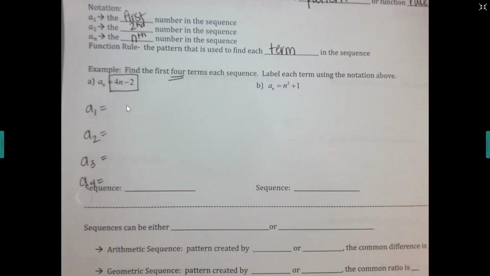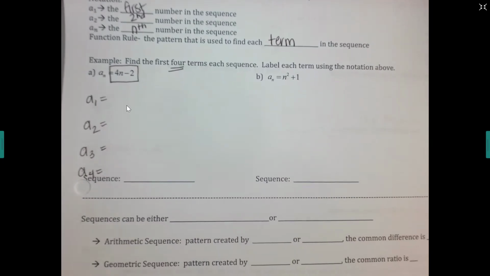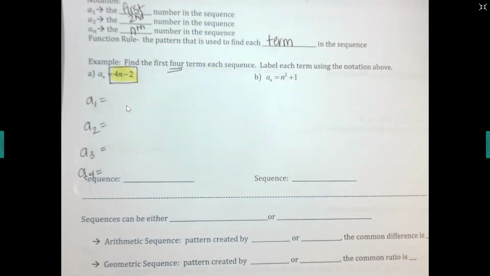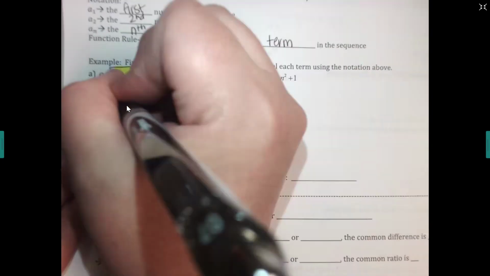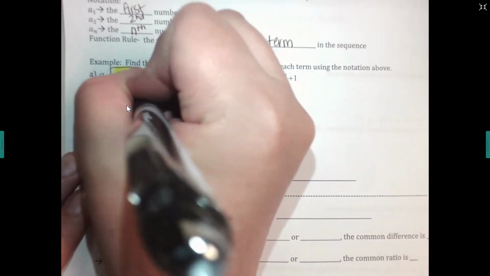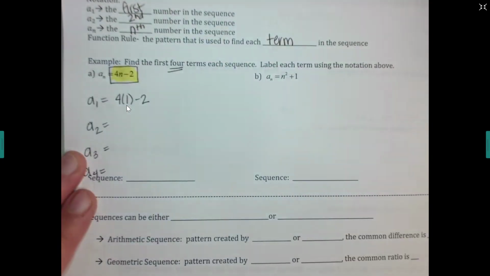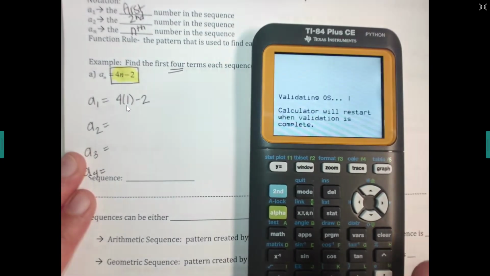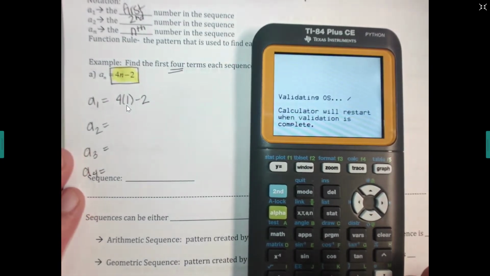And then I'm going to take those numbers, 1, then 2, then 3, then 4, and take turns dropping them into the n spot of the equation. So my equation says 4n minus 2. Where the n is, I'm going to do 4 times 1 minus 2. I had you get a calculator just to make this a little bit quick. But what is 4 times 1 minus 2? It's going to be 2.